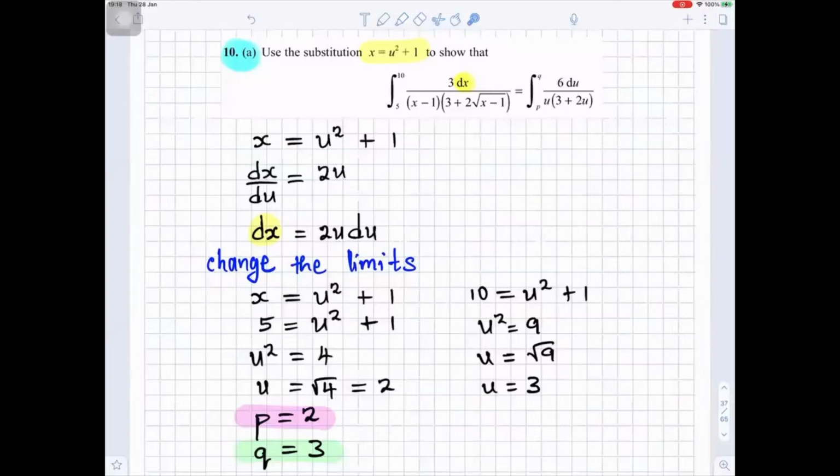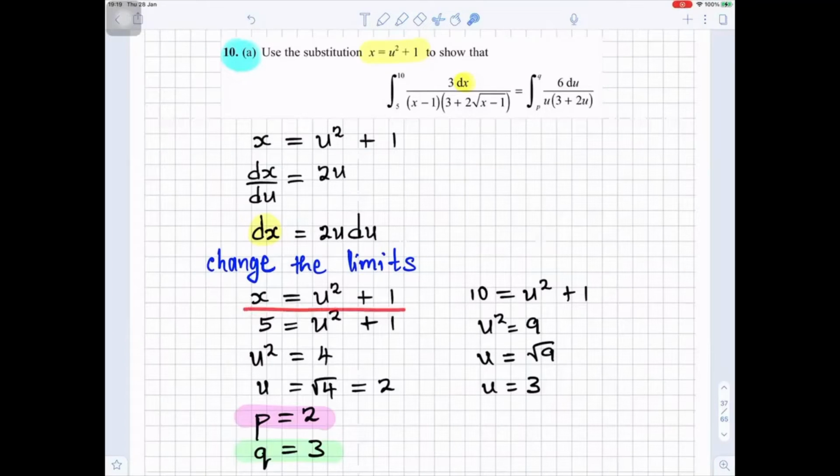So to use the substitution, we can write x equals u squared plus 1. So dx over du, when you differentiate u squared, you get 2u. 2 comes in front, and you subtract 1 from the power 2. And when you differentiate plus 1, you get 0. And we rearrange it to make dx the subject. So dx is equal to 2u du. We take the du to the right-hand side. It's 2u times du.